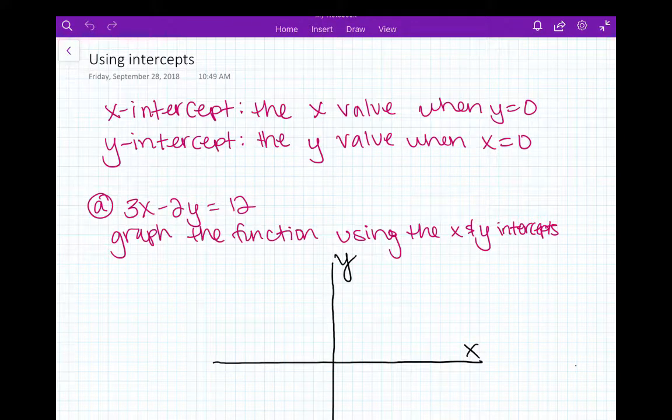All right, this video is going to talk about using the intercepts of a linear function. So the x-intercept is the x value when y equals 0, and the y-intercept is the y value when x equals 0. So the x-intercept will be written as the x value comma 0 every time, and the y-intercept will be written as 0 comma y. We use the letter b to represent the y-intercept, so you might also see that as 0 comma b.